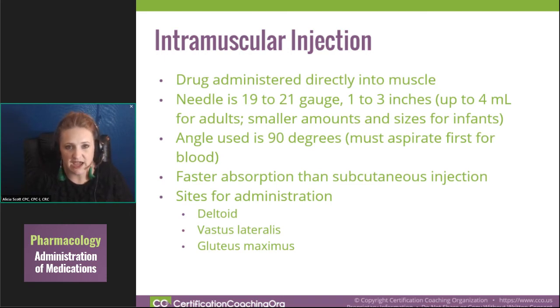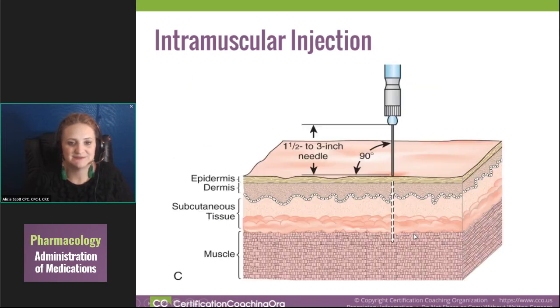It definitely works faster whenever you give something into the muscle. It works faster than subcutaneous. If we're going just right underneath the skin, the idea isn't necessarily to get it into the system. We're wanting to see a reaction, right? But if you're doing intramuscular, we want that to go in fast. And that is going to be either in the deltoid muscle, the vastus lateralis, or the gluteus maximus, which is the largest muscle in the body, and it is your backside. We got a picture of that too.